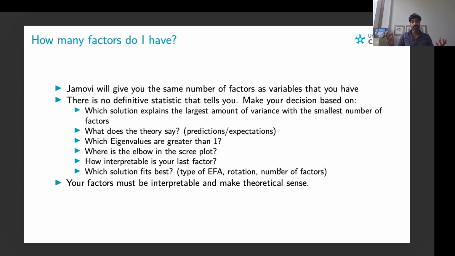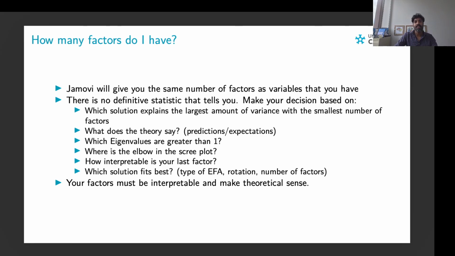And what did the theory say? What did you predict in terms of the factor structure? What do you expect? Which eigenvalues are greater than 1? So of the total variance explained. Where is the elbow plot in the scree plot? Can you make a convincing argument that you can see those inflection points? How interpretable is your last factor? And which solution fits best? So, for example, what's the type of exploratory factor analysis, the rotation, and the number of factors? So keep these things in mind, and we'll talk about rotation in a moment.